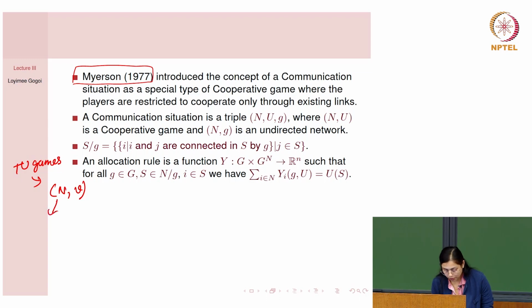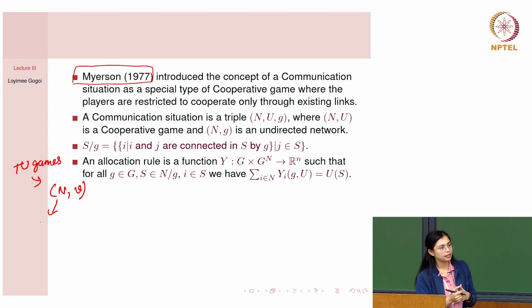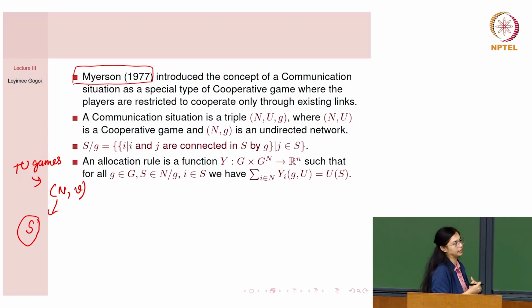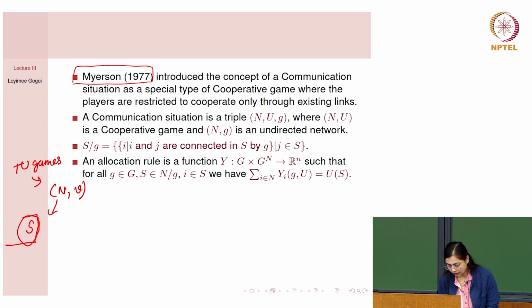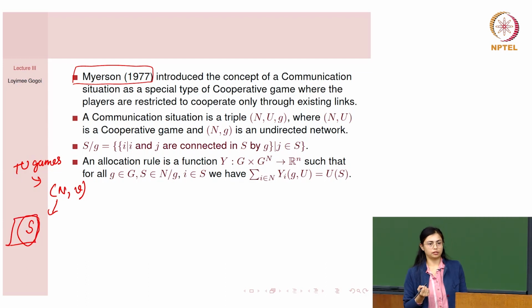As I said, for any cooperative game, a group of players try to cooperate with one another. They have some binding agreement and they make coalitions, right? Myerson tried to understand how these coalitions are formed. So he used a graph-theoretic idea to understand the cooperation structure in these coalitions in TU games.